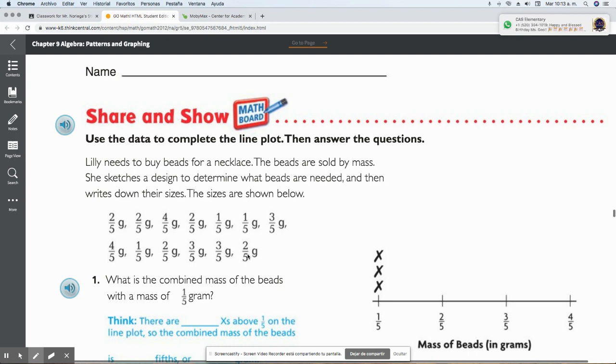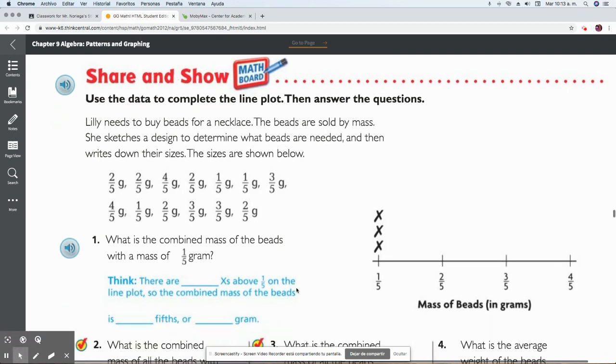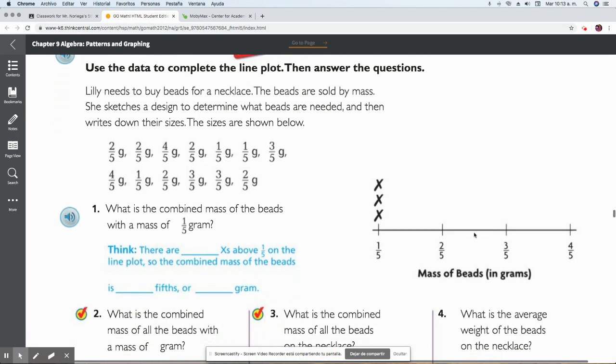Okay, so the first thing that we're going to do is change these fractions into x's on top of our line plot. We don't have to worry about making the line plot. It's already made for us. We don't have to worry about writing a title for it. The title's already there. The labels are already in place.